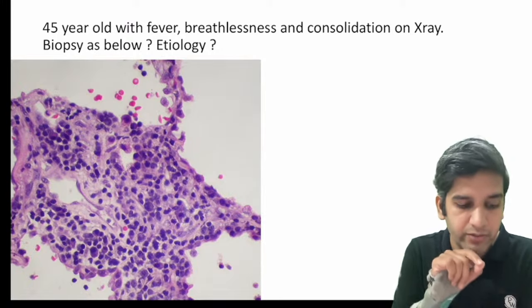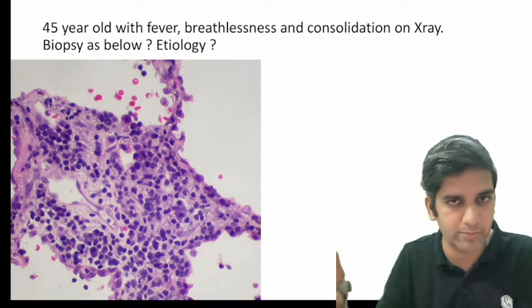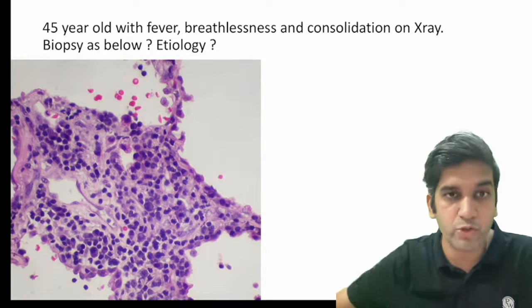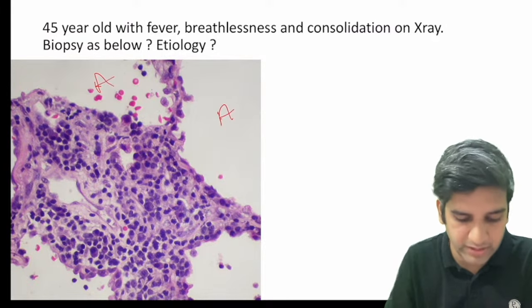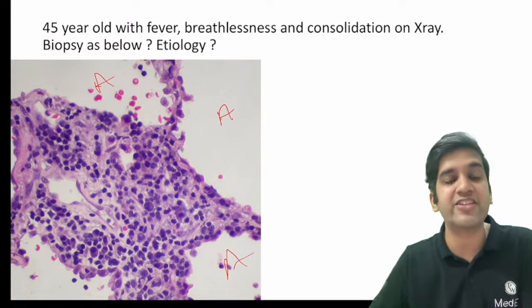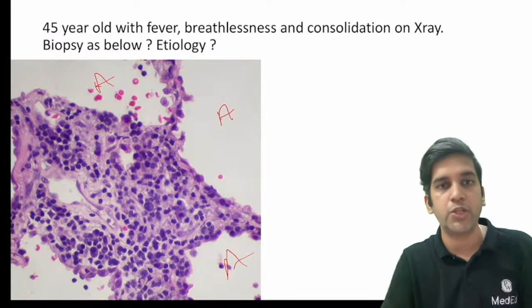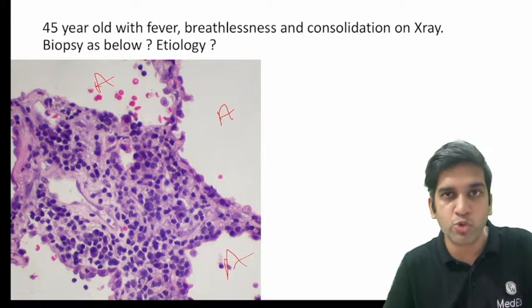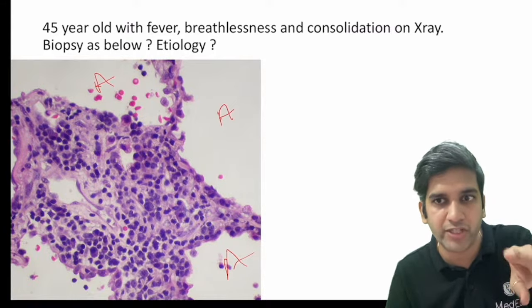So now tell me, a 45-year-old with fever, breathlessness, again consolidation in X-ray. So I think of a pneumonia. But in this biopsy, if you look at this biopsy, it's very classical. This is an alveoli, this is an alveoli, this is an alveoli. Alveoli is clear here. So it's a typical pneumonia or an atypical pneumonia. You have a clear alveoli, and most of the cells in between the alveoli, what are they? They are neutrophils, lymphocytes, eosinophils, what are they?